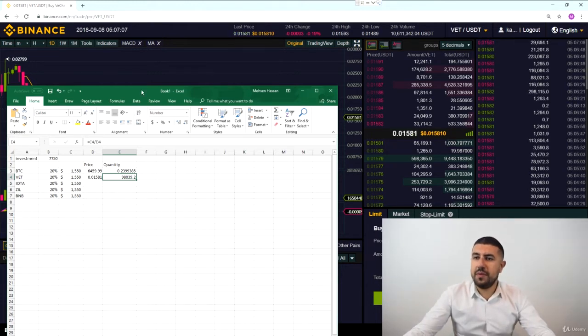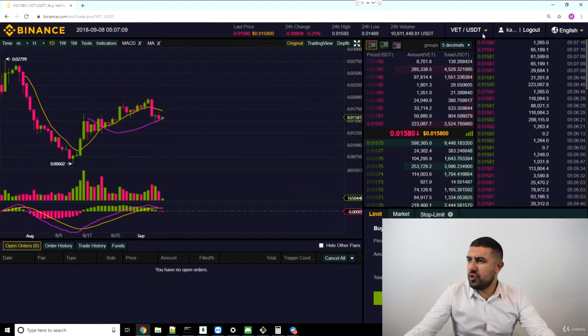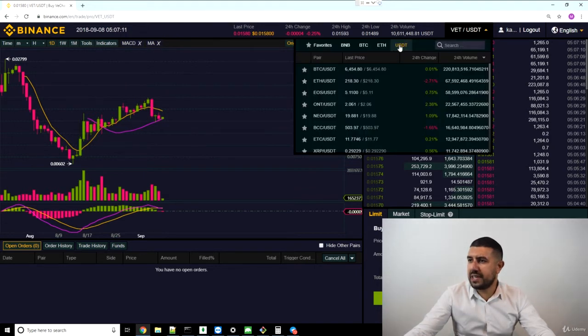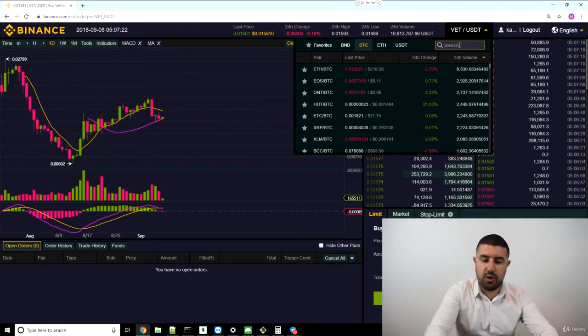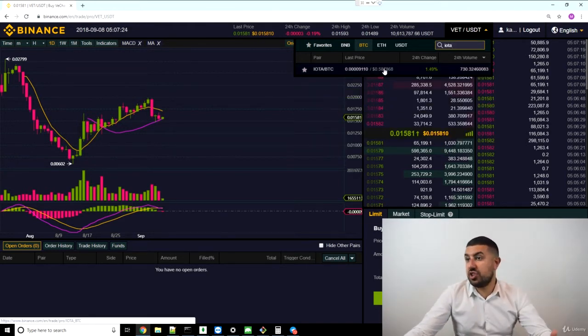Now let's check IOTA. And a quick note, whenever you're buying one of these coins, you don't have to check exactly on USDT. A lot of them do a lot of volume on Bitcoin as well. So things trade as much on USDT and on Bitcoin on Binance. If I check, for example, IOTA, because not everything trades on USDT, some just trade on Bitcoin.